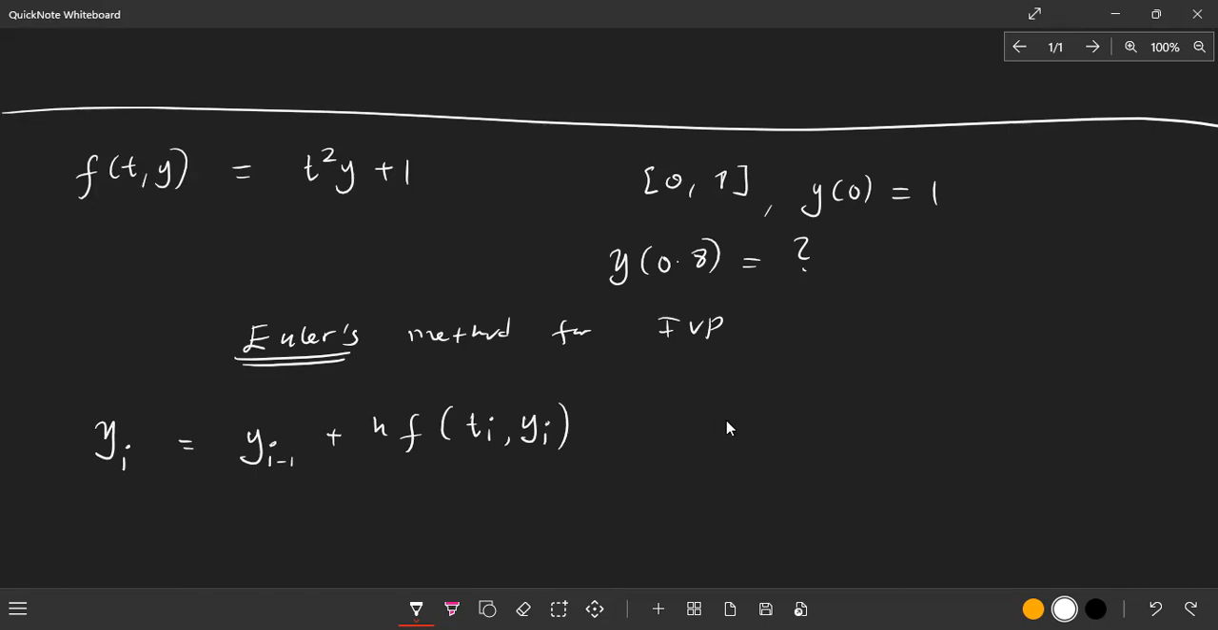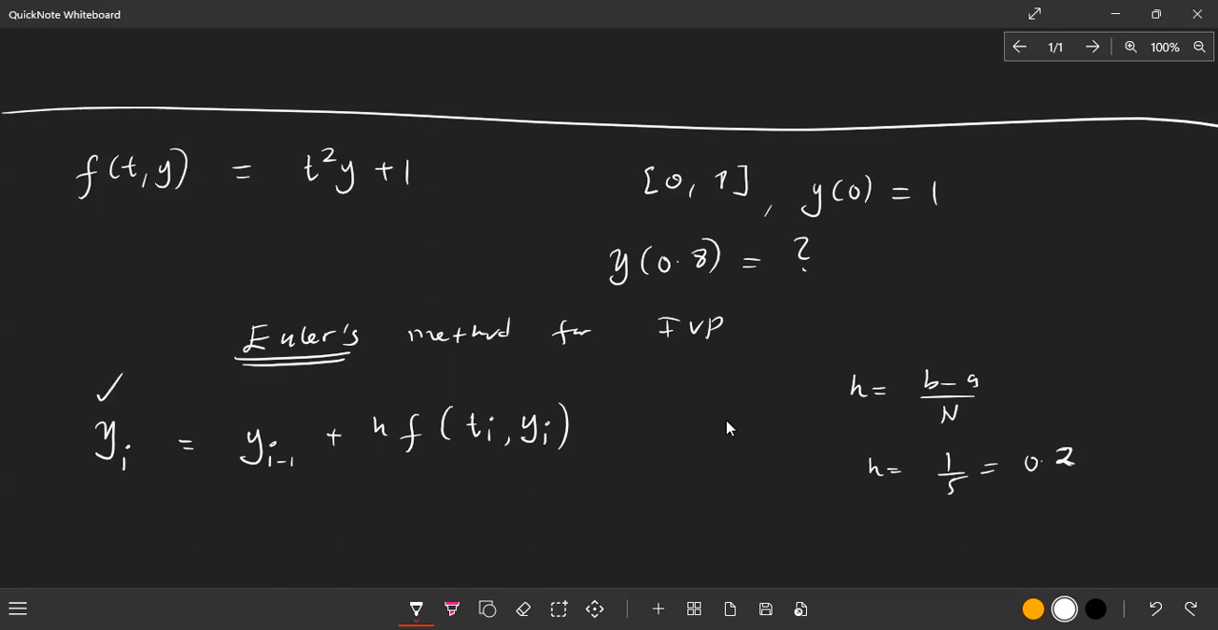Since we are given the interval and we are told that we want 5 sub-intervals in that interval, we can find the value of h, the step size. We're given the interval, and h is simply equal to b minus a divided by the number of steps, which is n. So h is 1 minus 0 over 5, so our h is equal to 0.2. Okay, so we know our h.